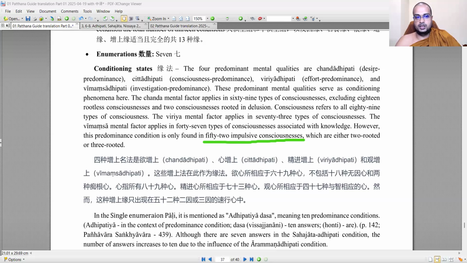So among them, we know there are Chanda, Chitta, Virya, and Vimansa, right? So Chanda is the Chandadipati, desire predominance. Chittadipati is the consciousness predominance. Viryadipati is the effort predominance, and the Vimansadipati is the investigation predominance. But among these, the Chandadipati, the Chittadipati, and Viryadipati are applicable in 52 types of impulsive consciousness, which we will be discussing. And the Vimansadipati is applicable only in 47 types of consciousness, where the wisdom mental factor is applicable.